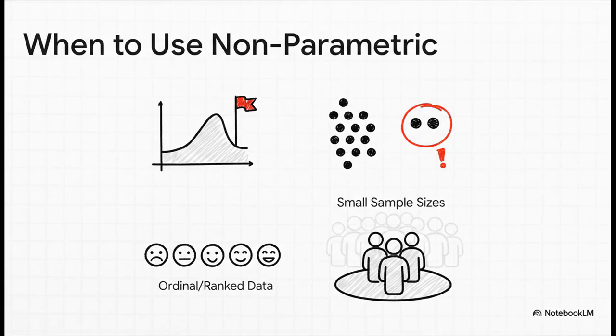So the key is to recognize these signs in your data. If your data's skewed, if you've got some major outliers that you know are real values, if your data's ordinal or ranked, it has a clear order but not necessarily equal spacing, kind of like a pain scale from 1 to 10, or even if you're just working with a really small sample size, these are all red flags. They are your cue to put down the parametric tools and pick up the non-parametric ones.